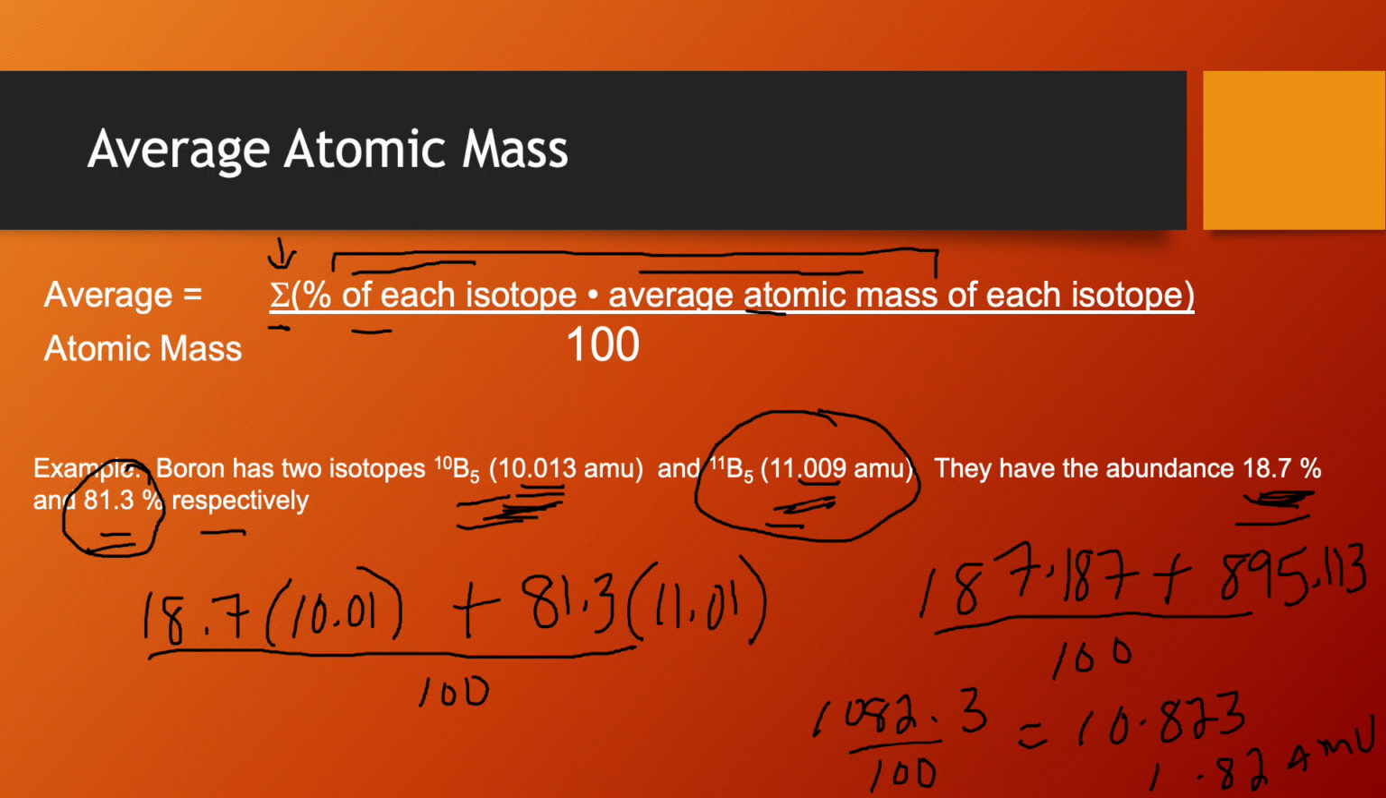AMU. Again, to solve that, you take your percent for the isotope times that particular isotope's atomic mass unit. You're going to add that to the percent of a second isotope times its atomic mass unit, or your average atomic mass, all divided by 100.